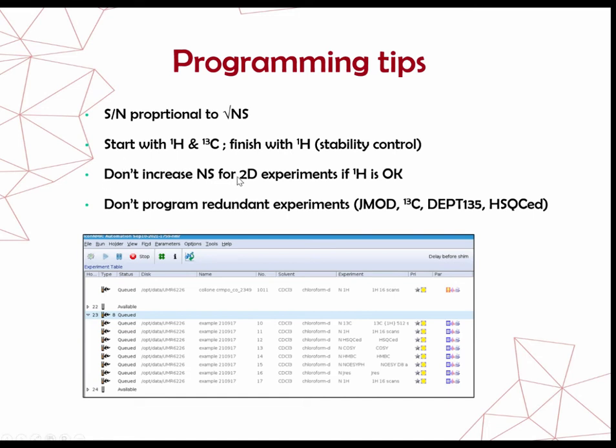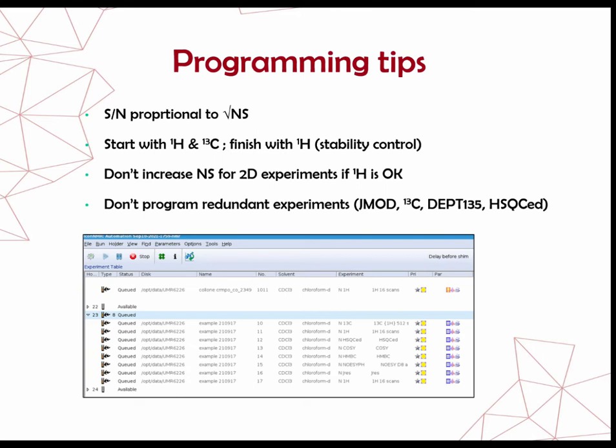Don't increase the number of scans for 2D experiments if your proton spectrum is okay, especially for heteronuclear experiments. I often see some very, very long experiments, and often it's not really useful. In homonuclear correlation 2D experiments, you could even get a worse result with increasing number of scans, because it will increase the duration of the experiments, and it will increase what we call the T1 noise, which is related to the spectrometer instabilities during the experiments.